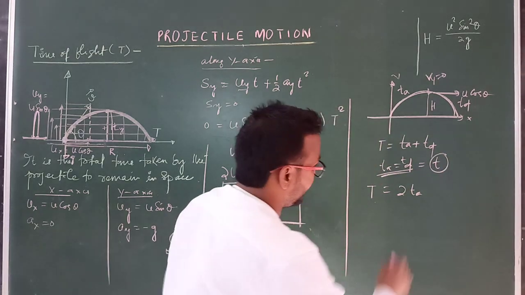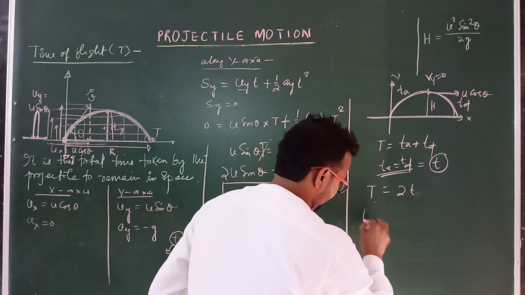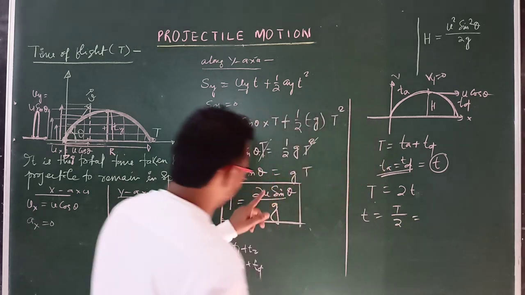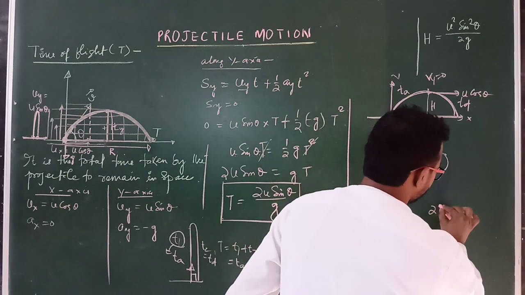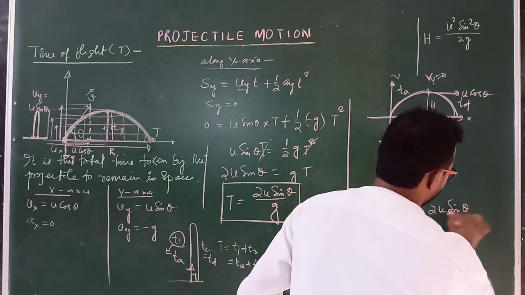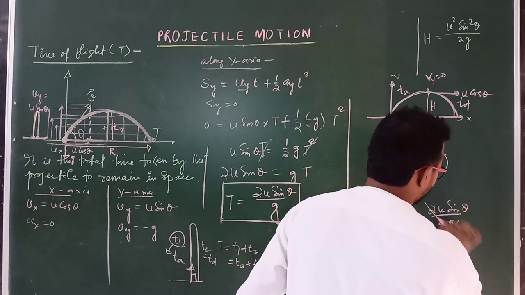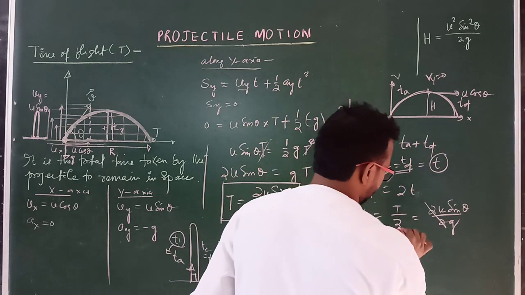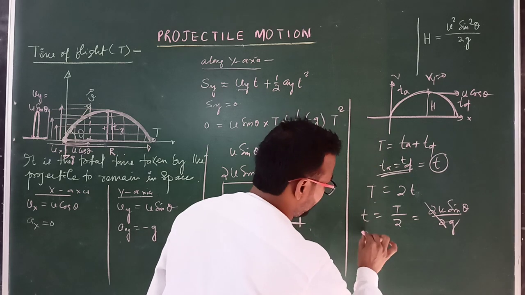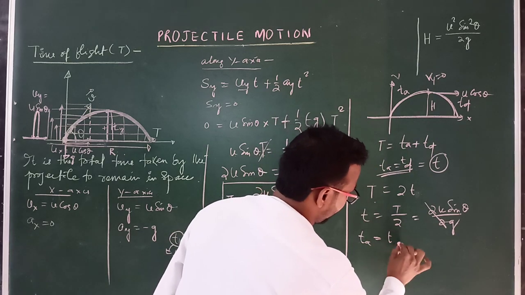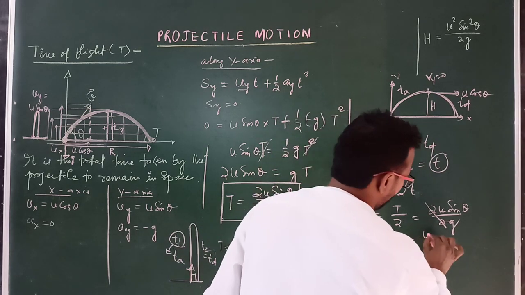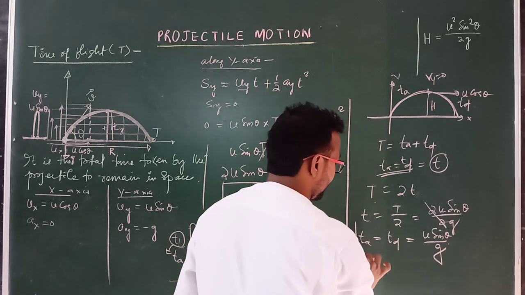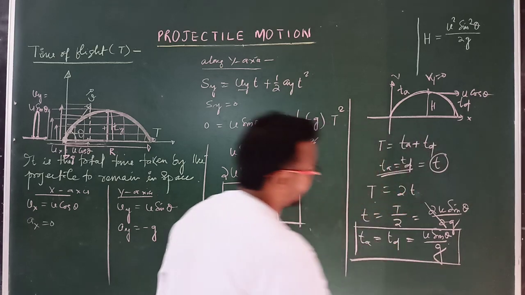Clear? So this is small t, or t equals T by 2, and T by 2 means this expression we can write 2u sin theta by 2g, and the 2 cancels. Then time of ascent, time of descent, which equals u sin theta by g. This is the final expression. Clear? So you have to remember this expression.